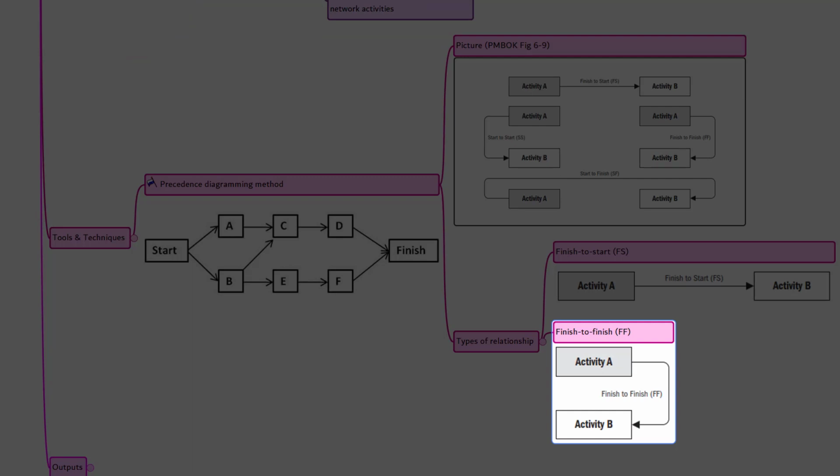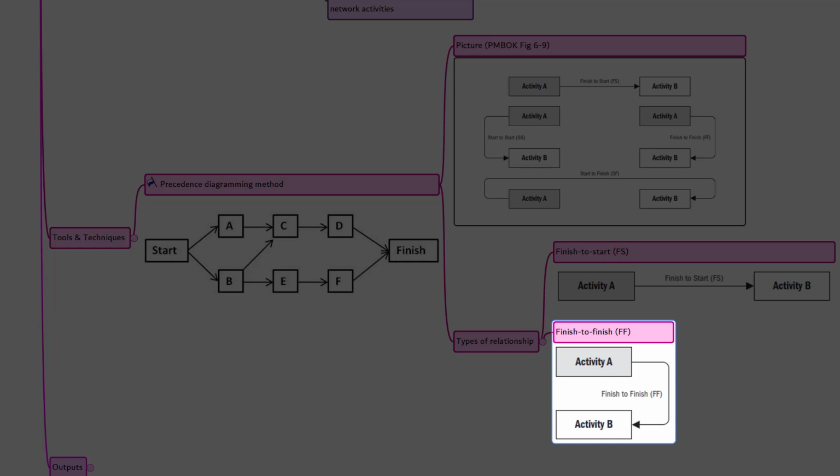The next one is finish to finish relationship, FF. Let's look at the picture. Often people get confused that activity A and activity B must be completed at the same time is called finish to finish relationship. Not really. It's the logical relationship in which a successor activity cannot finish until a predecessor activity has finished.